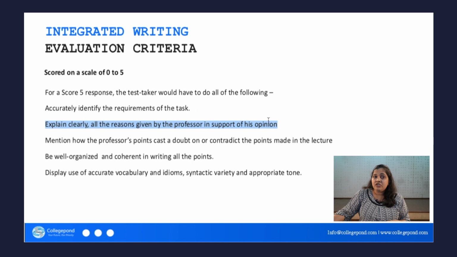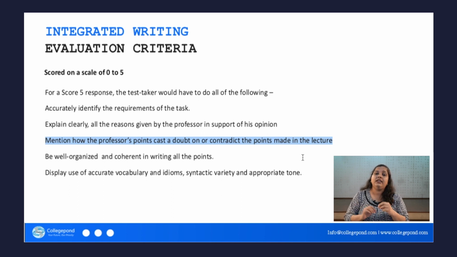You should also mention how the professor's points cast a doubt on or contradict the points made in the passage, and this is where you need real skill. Sometimes what happens is students don't remember because they don't take ample notes when they are listening to the audio. What happens is they try to write each and everything when they are taking notes. Note taking, trust me, is an art. What you need to do is you need to take only the essential notes so that you can write down the points that are contradicting the passage, and you can focus on understanding the meaning as well.